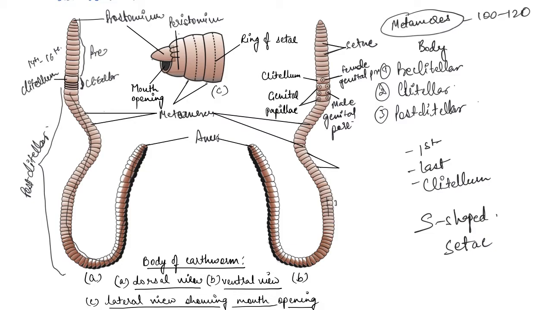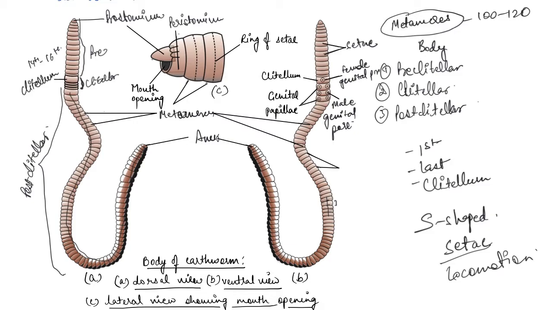Now setae basically help in locomotion. How do they help in locomotion? Setae can be extended or retracted, and this extension and retraction of setae helps in the movement of the earthworm. Because of this, the earthworm moves, right? So these are basically helpful in locomotion.